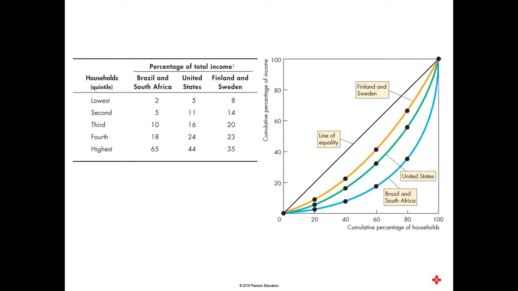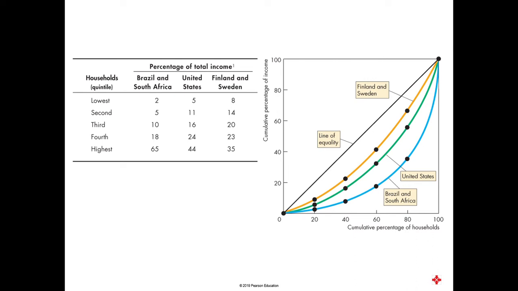So the closer the Lorenz curve is to the line of equality, the more equal is the distribution. The closer to the line of equality, the more equal. The further the Lorenz curve is from the line of equality, the more unequal is the distribution of income.